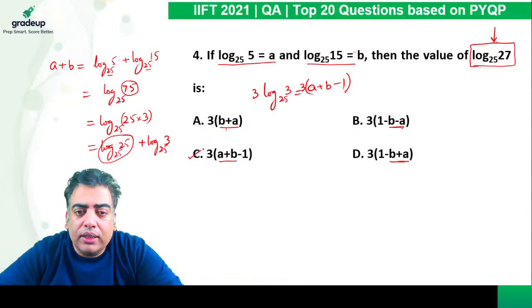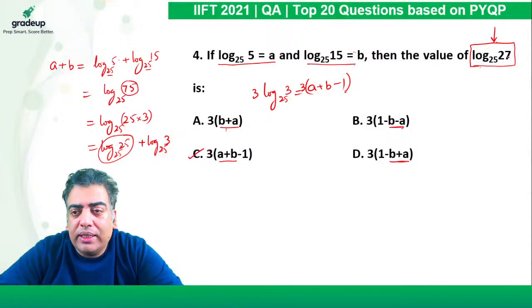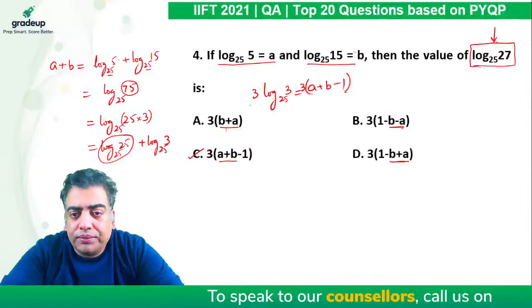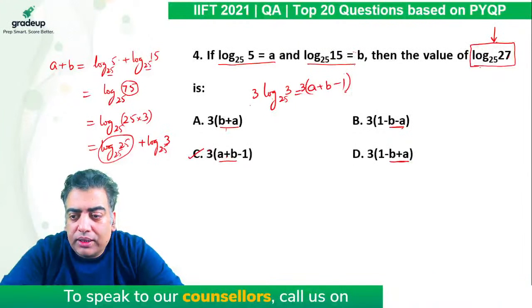So the required answer comes out to be C, because 27 is 3 cube, so it is equivalent to 3 log 3. I hope this part is clear, guys.